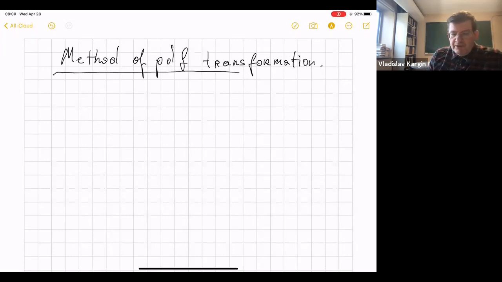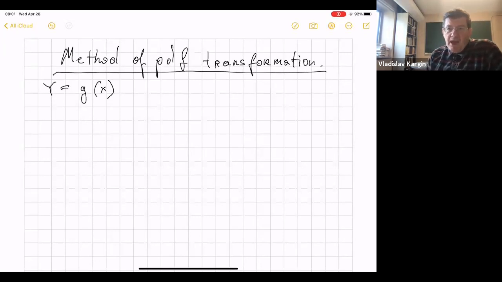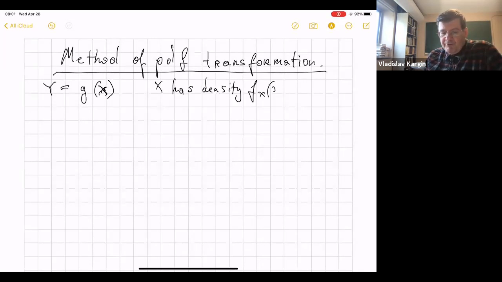We started it already last time. It's a pretty simple method if it's for a one-to-one transformation. So if you have a y, which is a function of a random variable x, and here in this chapter we always assume that x is continuous with density f of x, so x has density f_X of x.